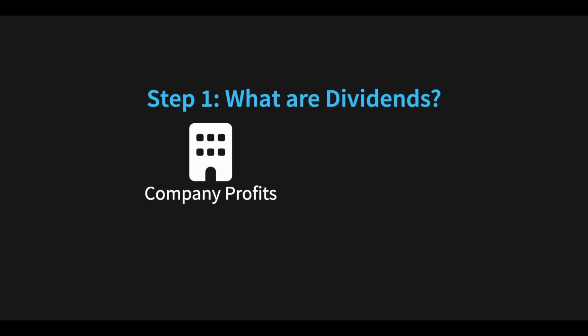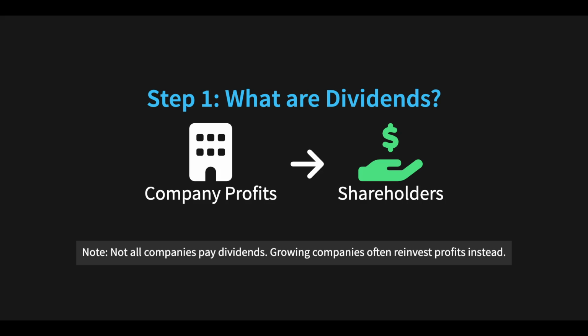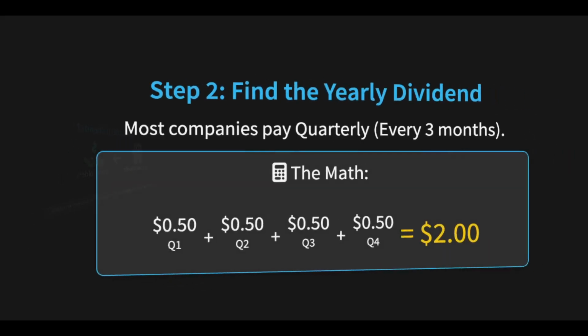But let's back up. Step 1. What actually is a dividend? It starts with company profits. The company decides to share those profits by sending cash payments directly to the shareholders. Keep in mind, not every company does this. Many growing companies prefer to keep that money to reinvest in their own growth.